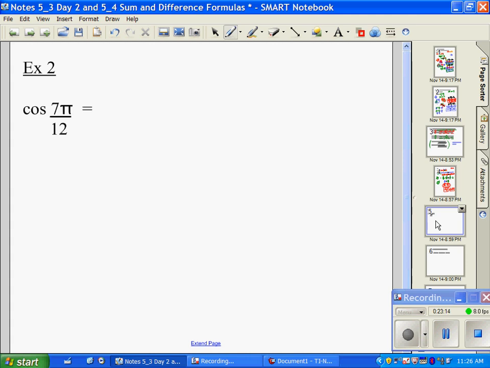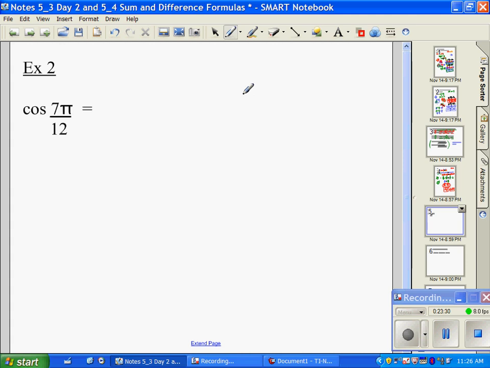So what we need to think about is 7 pi over 12. What plus what is going to be something that we know? Now, I know that if it's a 12 as a denominator, that's my common denominator.